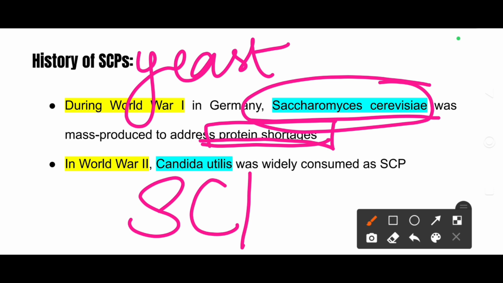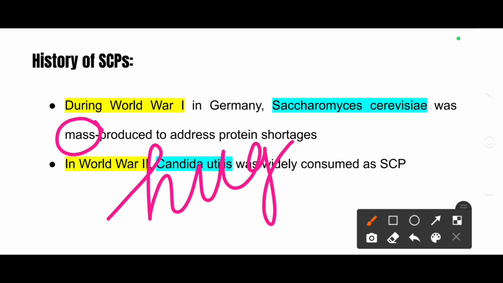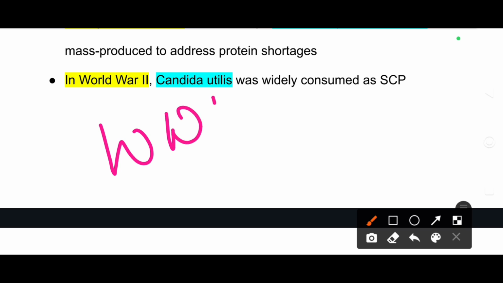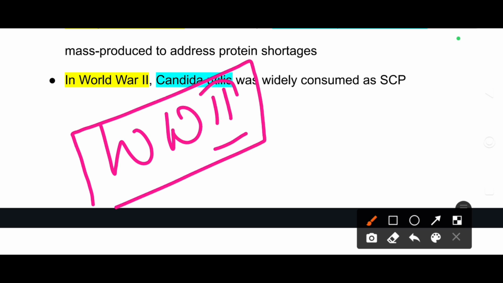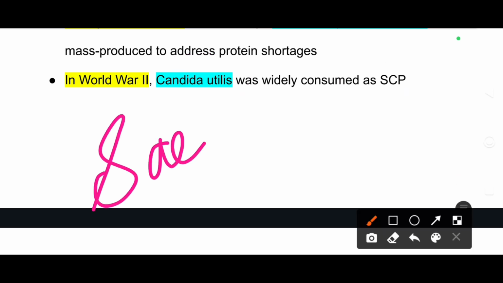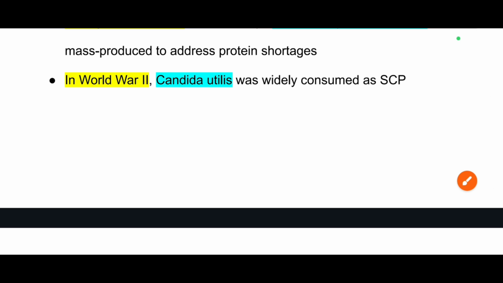They produced it in mass, in a very huge amount, so that it meets everybody's requirements. Then in World War II, similarly, they used another kind of yeast, that is Candida utilis. You know Candida utilis, I hope. It was used as SCP and it was widely consumed. So till now we saw in the history that in World War I they used Saccharomyces cerevisiae, and in World War II they used Candida utilis. These are the main SCPs which were used in historical times.